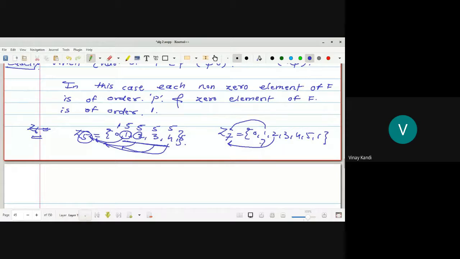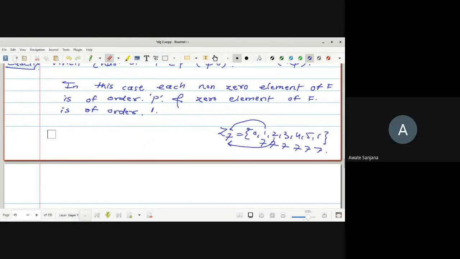Okay, each non-zero element has an order p, and the zero element is the only element which has an order 1. Okay, any doubt of this? Okay, now in this case, each non-zero element of F is of order p, and the zero element is the only element which has an order 1.